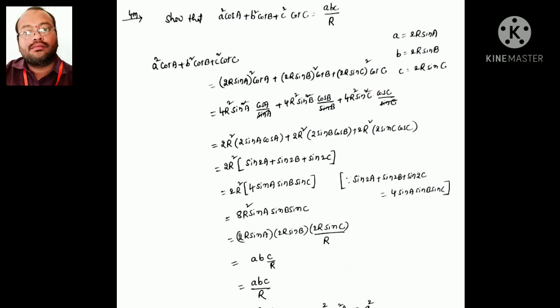We already know 2 sin A cos A is nothing but sin 2A. So sin 2A plus sin 2B plus sin 2C. We already know sin 2A plus sin 2B plus sin 2C is nothing but 4 sin A sin B sin C. We replace with that value. So then we can get 8R square sin A sin B sin C. 2 into 2 into 2, R square is there. Lack of one R, so we multiply and divide R in the third position. Then we can get 2R sin A into 2R sin B into 2R sin C by R. 2R sin A is nothing but small a. So then finally it will be abc by R. Like this we can calculate the answer.